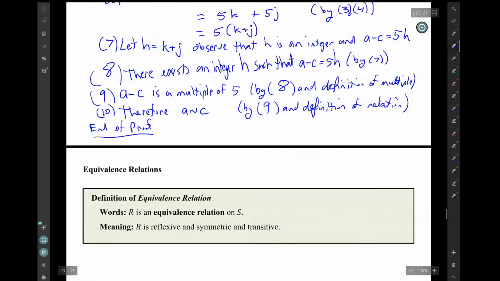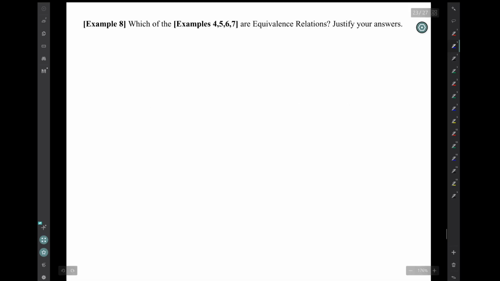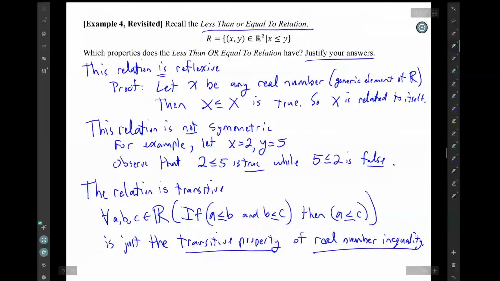Let's go on. Now I want to talk about what are called equivalence relations. An equivalence relation is a relation on a set S that is reflexive and symmetric and transitive. So for example, let's go back up and look at our examples 4, 5, 6, and 7 and figure out which of these are equivalence relations. So actually we should visit all of our examples.